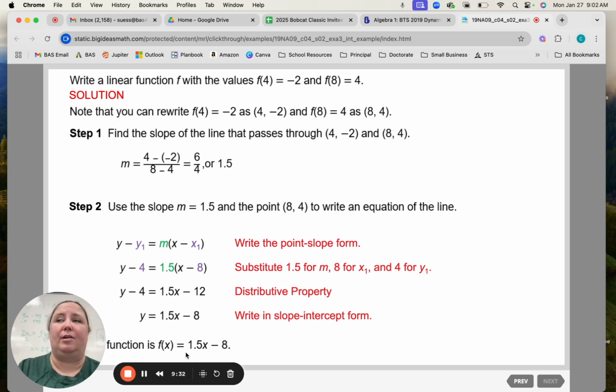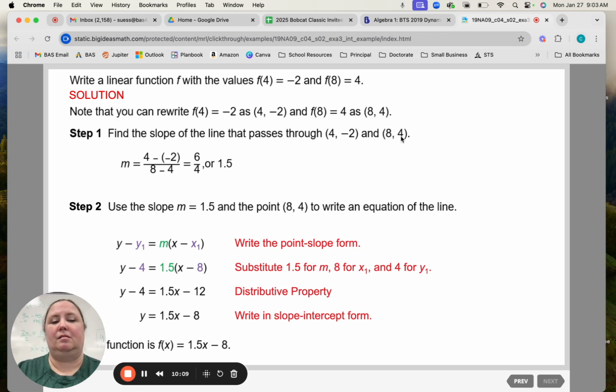Any questions on how we did this? Does it make sense? Yes. Is 4 x, like in step 1? The ordered pair is 4, comma negative 2. Correct. So 4 is x, right? Yes. So then why did we put it as y1 in the equation? Because the ordered pair has to be this one. Oh, that one. Yep. I was looking at it wrong.